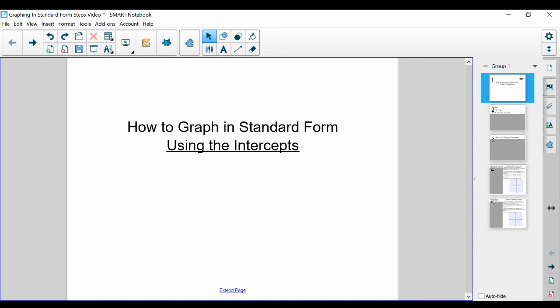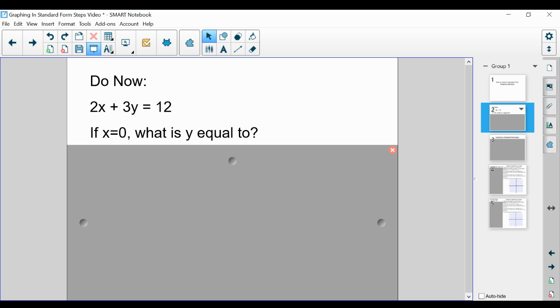So today we are going to be discussing further standard form, and today we're formally going to address how to graph in standard form using the intercepts. So without further ado, let's start off with a quick do now. Let's say we have the equation 2x plus 3y is equal to 12. If x is equal to 0, what is y equal to? Let me know your thoughts.